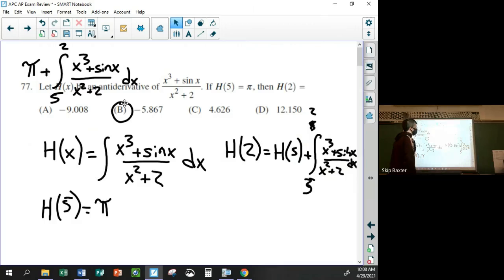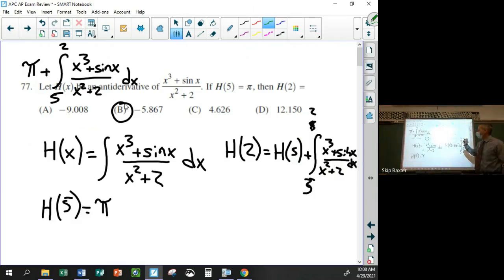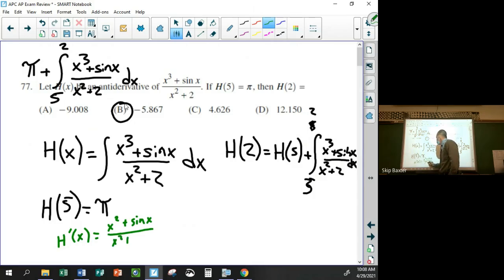Okay, does anybody disagree? I think it's great. Just go ahead, you can sit down. I think this is another reading comprehension confusing problem, in a way. They say h of x is an antiderivative of that. So this is what I would have done. I would have said h is this, therefore h prime of x is x squared plus sine x over x squared plus 5, plus 2. That's kind of the connection I would have made in my brain.